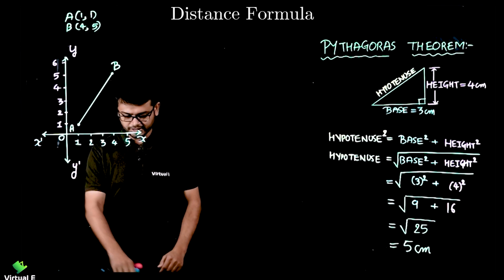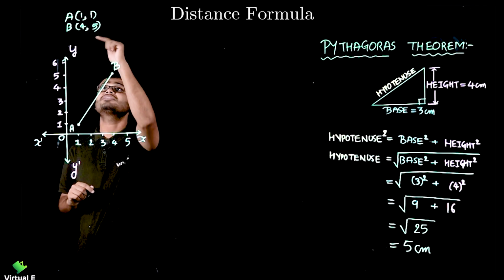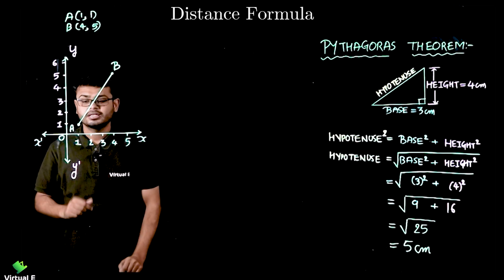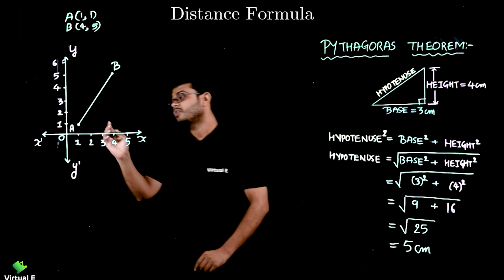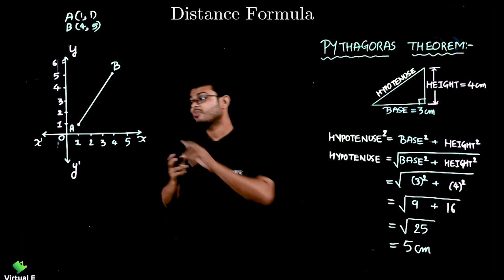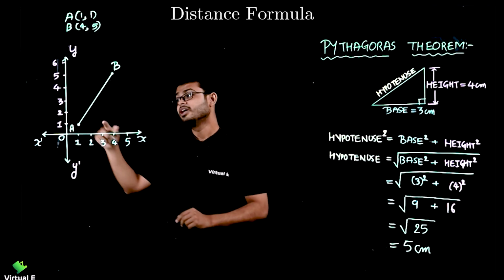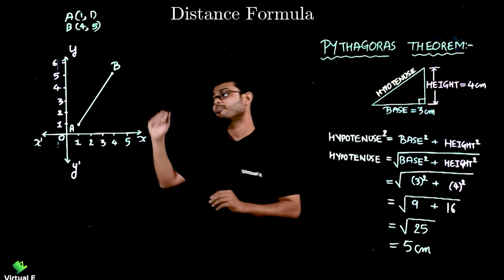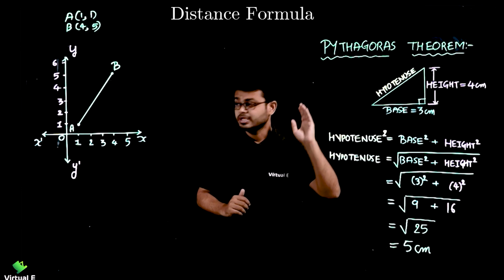Then let's do it for B. How would you plot the point B? So B is (4, 5). 4 from here and 5 from here. They are going to meet at B. So A and B. Now I want to find the distance between A and B. And you know in mathematics, the shortest distance between any 2 points is always a straight line. That is the reason I am relating coordinate geometry along with the Pythagoras theorem.